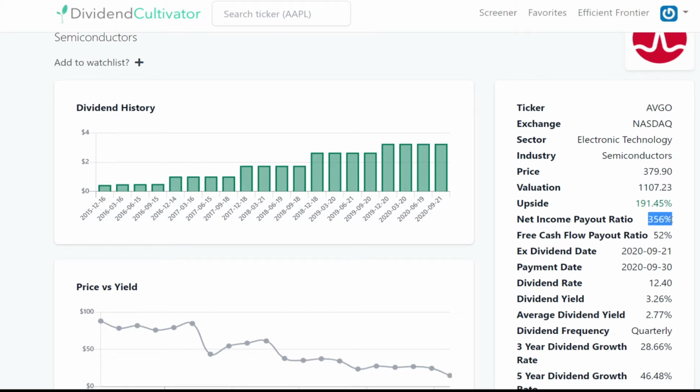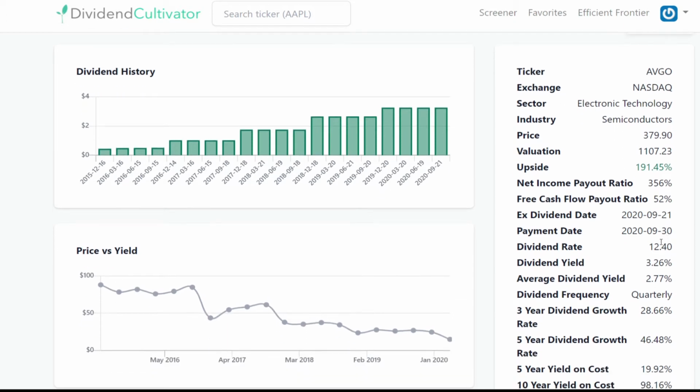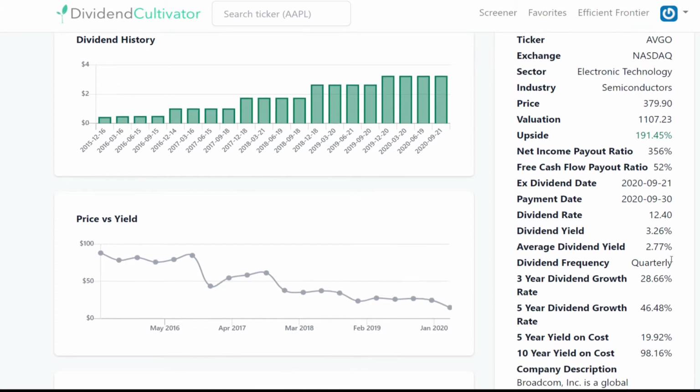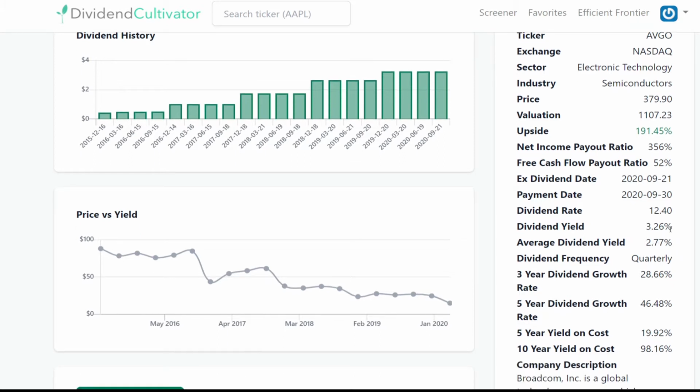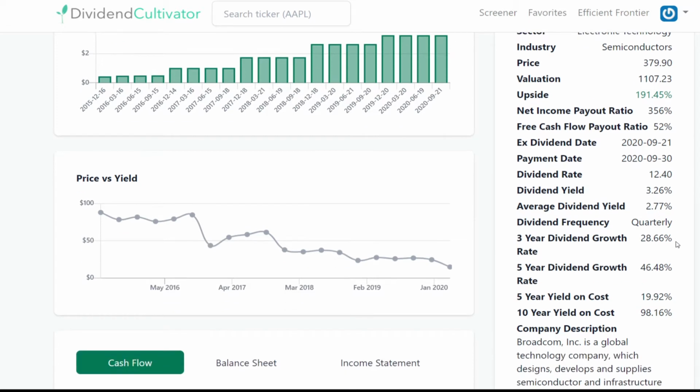So the payout ratio is kind of high. I'm not sure if that is currently the accurate payout ratio. I might have to double check that. The free cash flow payout ratio is around 52%. It looks like you get $12 per share that you own. The yield is around 3.26%. The average, I believe that's the average for the last 5 to 10 years, is around 2.77%. It's paid on a quarterly basis.